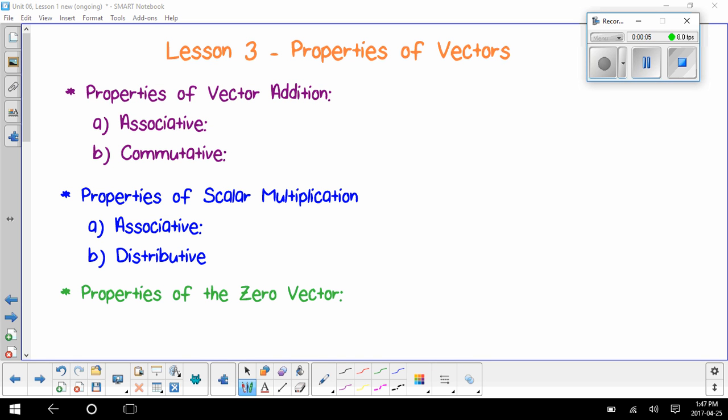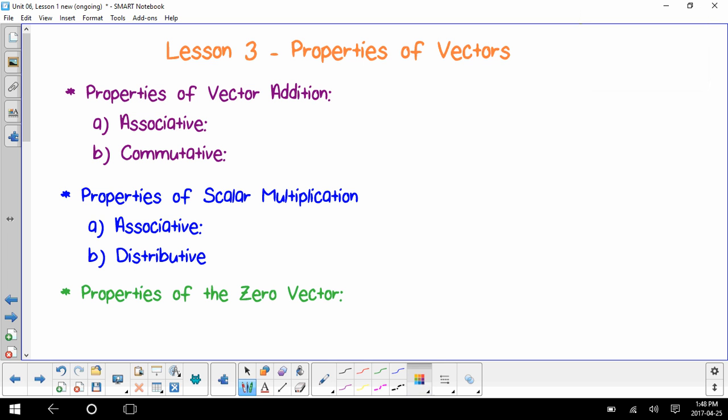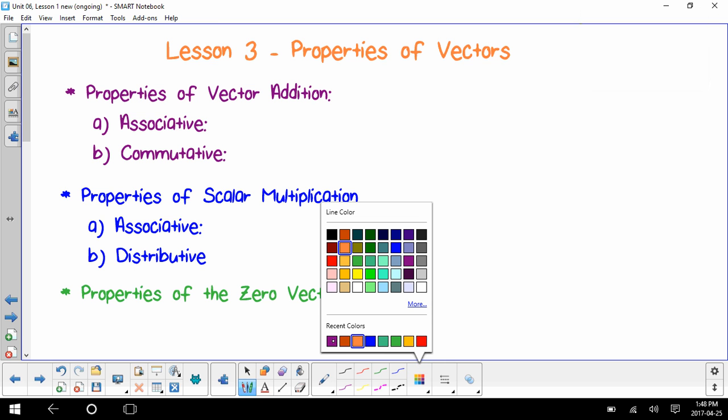As discussed in the last video, there are a couple of properties of vectors, particularly when we're adding or multiplying them by a scalar. Just one thing that's important to note, you cannot multiply two vectors together. So you can add or subtract two vectors together, and you can multiply a vector by a scalar, but you can never actually multiply two vectors together.